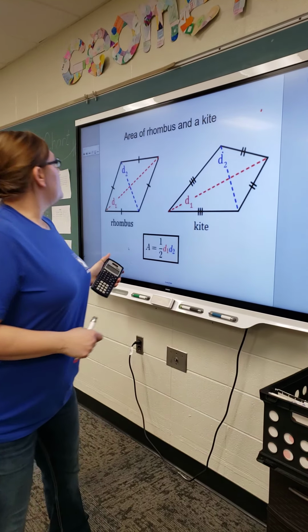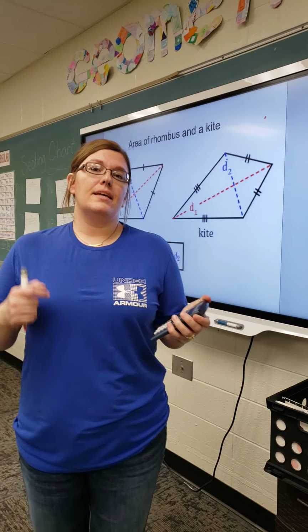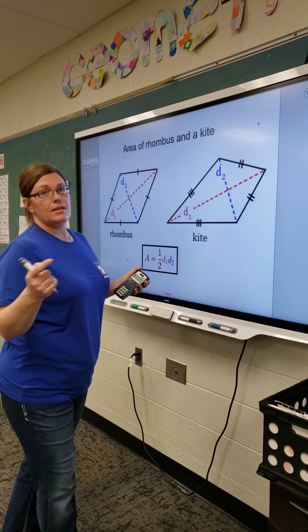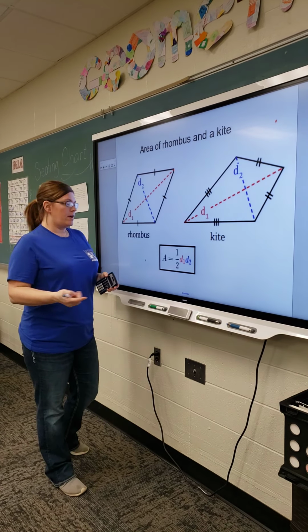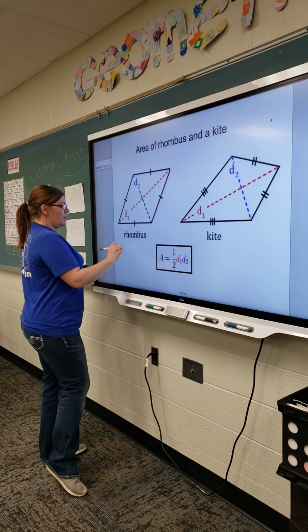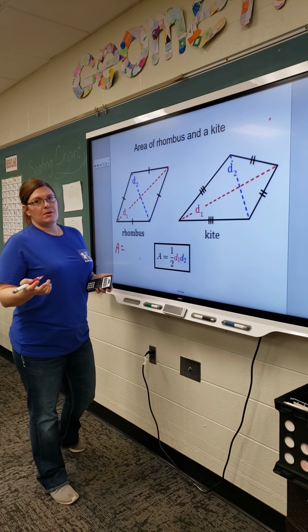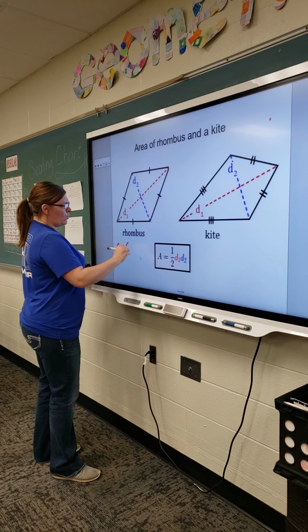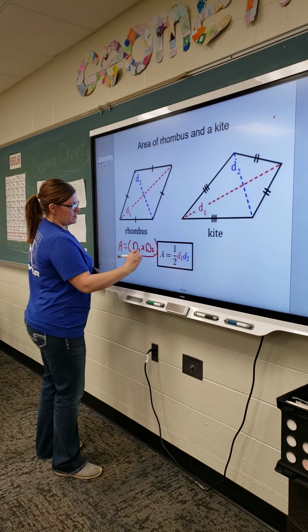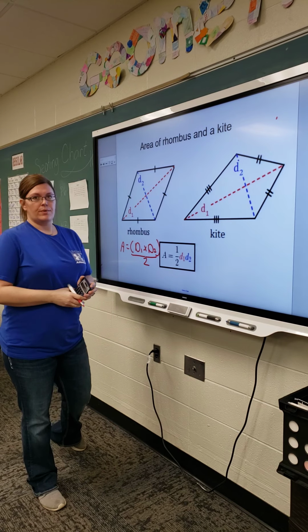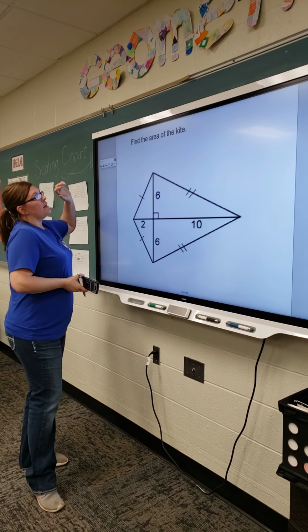Good. Okay, we're talking about area of a rhombus and a kite today. And they use the same formula. The formula for both, again, I would make sure and write this down. Area equals 1/2 of diameter 1 times diameter 2. Or I like to do diameter 1 times diameter 2 divided by 2. Okay, either way, doesn't matter.